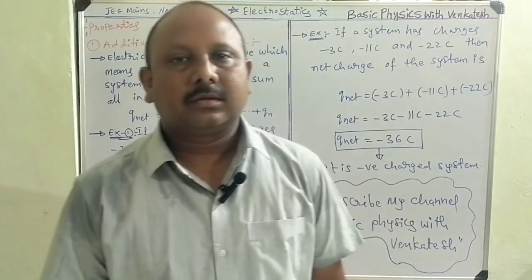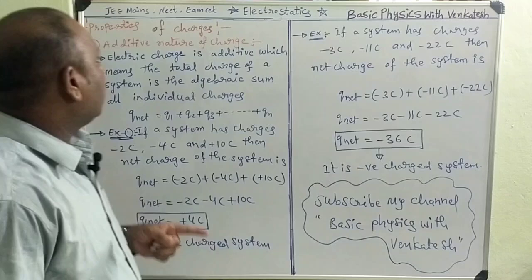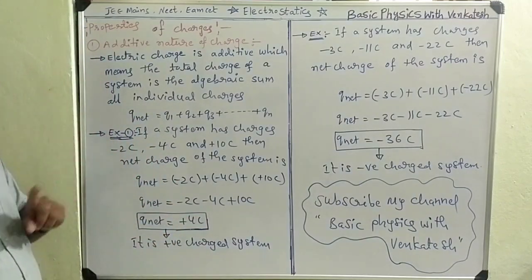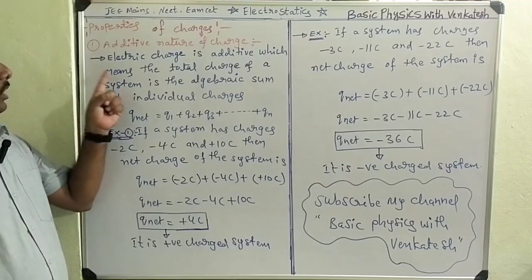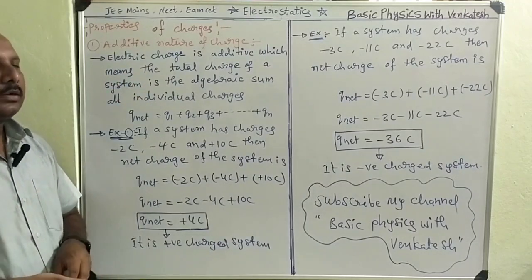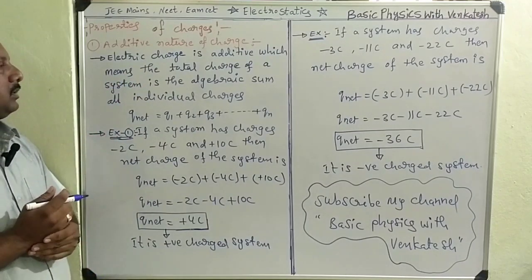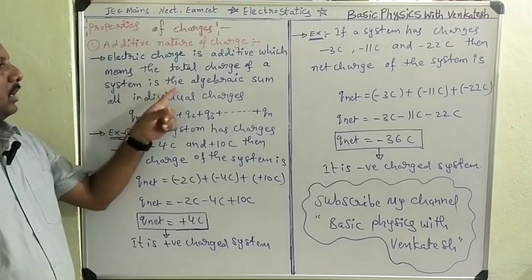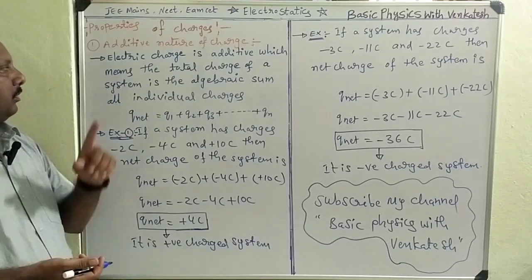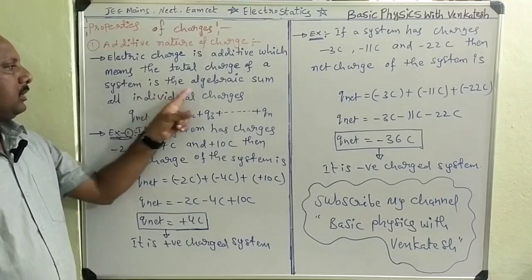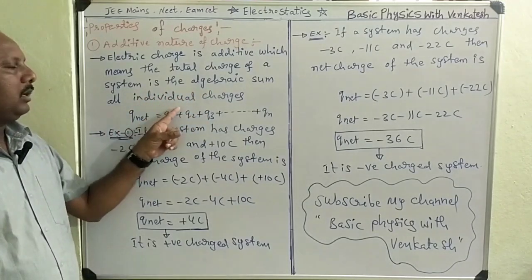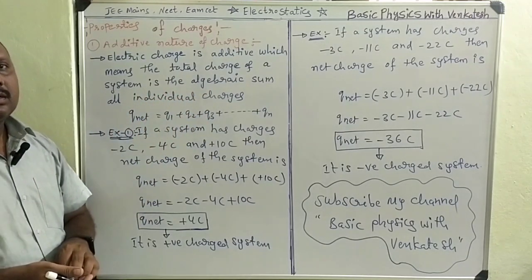Dear students, today I have to explain about the properties of charges. The first property, additive nature of charge. What is the additive nature of the charge? Electric charge is additive, which means the total charge of a system is the algebraic sum of individual charges.